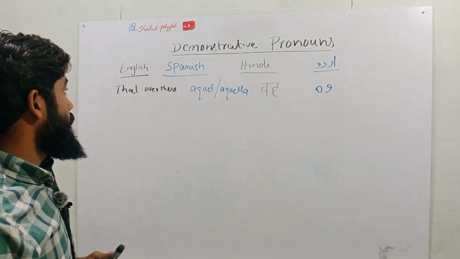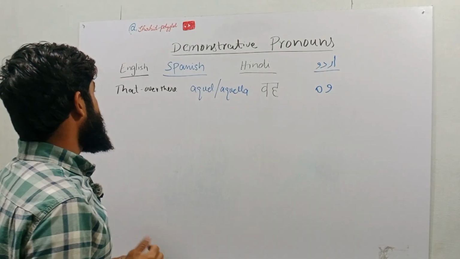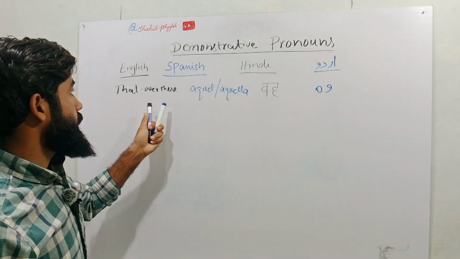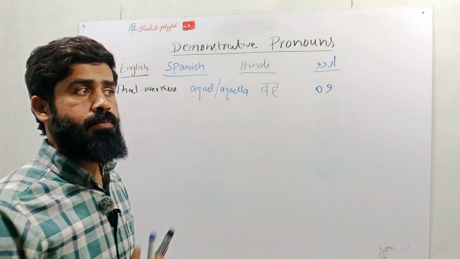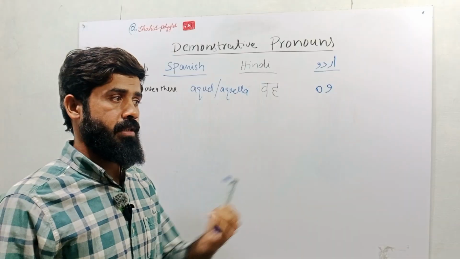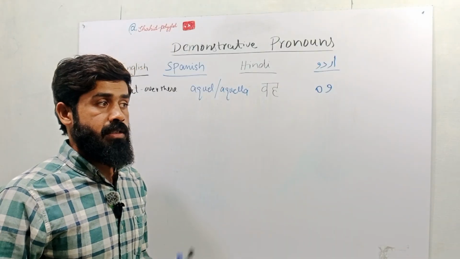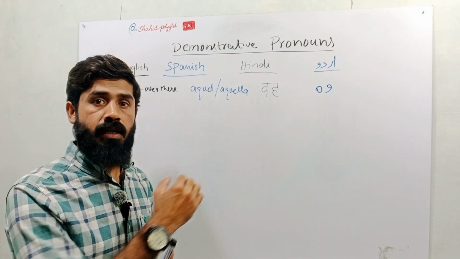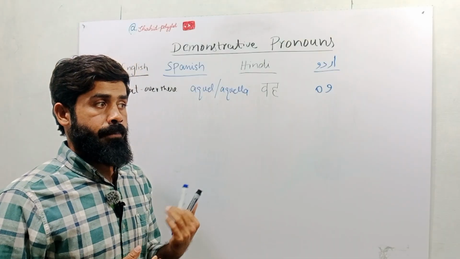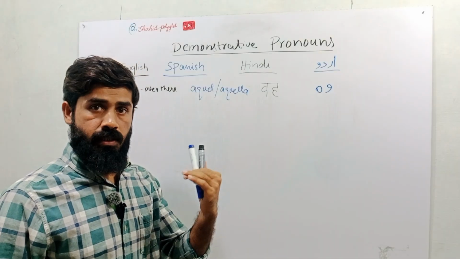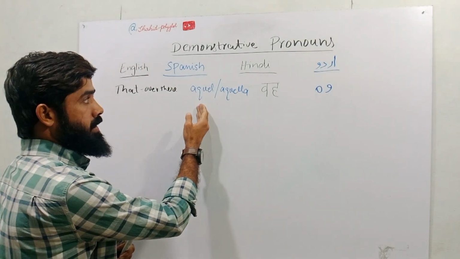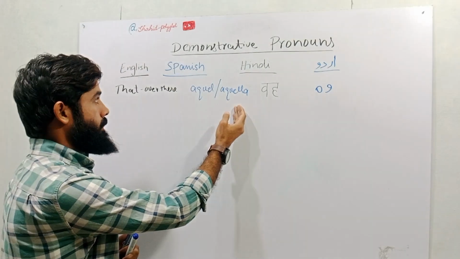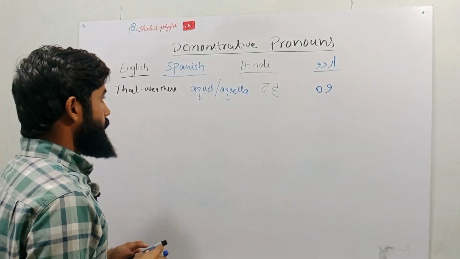But before that, let me clear it that "that over there" in Spanish is used like, if we say there is a boy standing, we say that is a boy. But there is another boy standing beyond that boy, we say the boy over there. So for that over there, we use aquel or aquella. Now let's take the example.